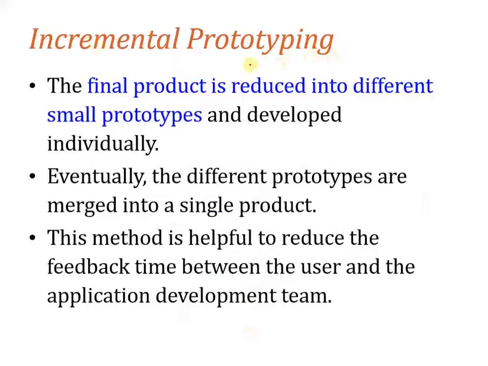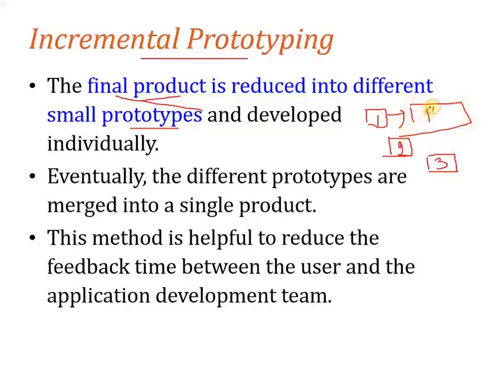The next type of model is called as incremental prototyping. As the name says, here we are going to develop the prototype in an incremental fashion. So here, the final product, that is the estimated product, is first reduced into different small prototypes. Small modules will be developed by dividing the major requirements of the particular software. So here I may divide into 3 different modules. Then I am going to develop the first requirement into a prototype, that is the first prototype. This will be followed by the second prototype and then the third prototype.